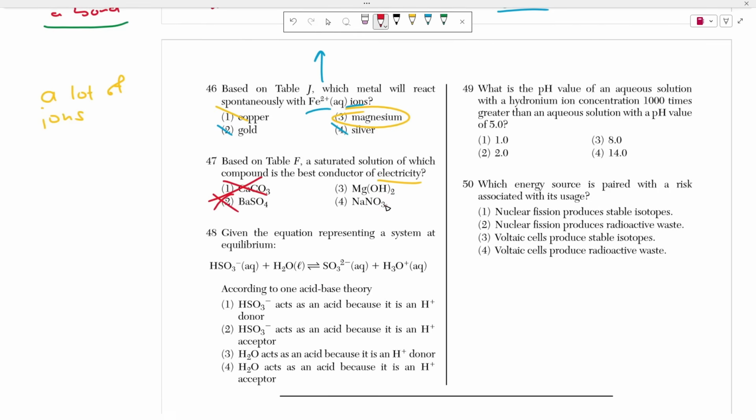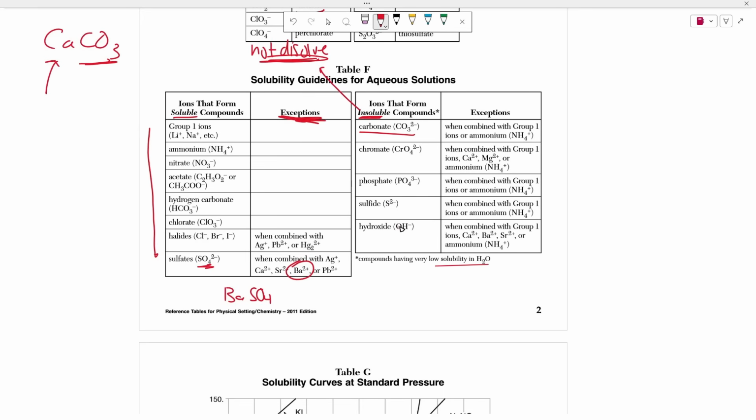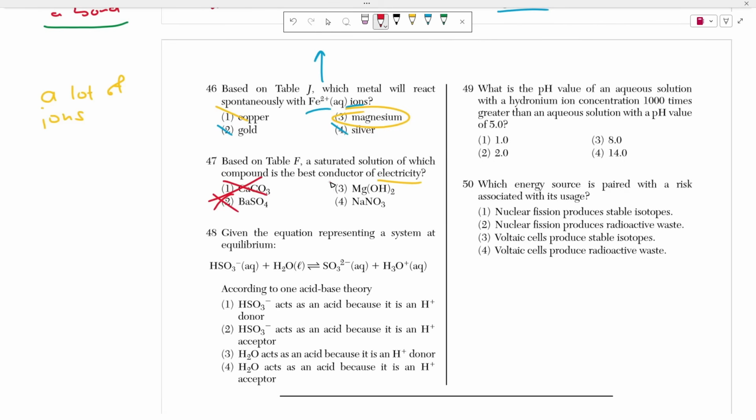So now let's look at Mg(OH)2, all right? So we see that hydroxides are insoluble except when they're combined with group 1 ions, calcium, barium, strontium, or ammonium. Is magnesium any one of those? No, it's not. So it doesn't meet the exception, and as a result, it doesn't dissolve. So that leaves us with choice 3 as the right answer.